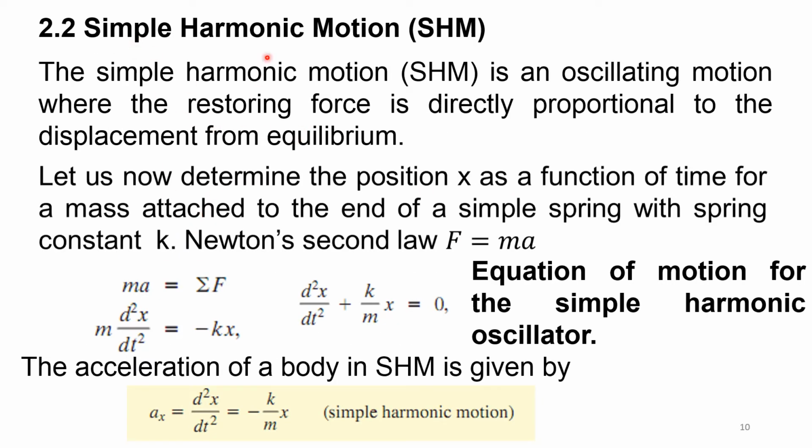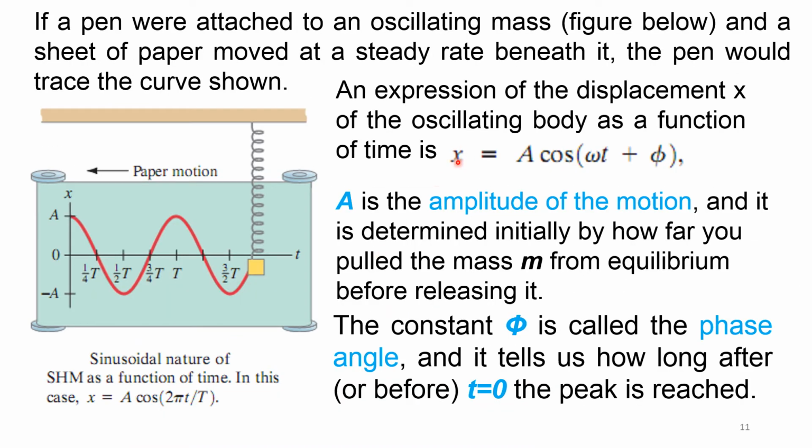Then we start with the equation of motion for simple harmonic motion. If a body is in motion, the sum of forces acting on the body is equal to the mass times the acceleration. We know that the acceleration is equal to the second derivative of position with respect to time. And the sum of forces acting on the spring, which is the spring force, meaning the restoring force, equals minus kx. If we put this on the same side, we have d squared x over dt squared plus k over m x equal to 0. This is a second order differential equation whose answer gives that x equals A cosine of omega t plus phi.